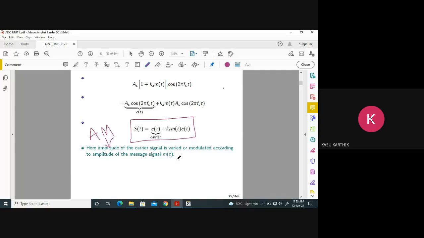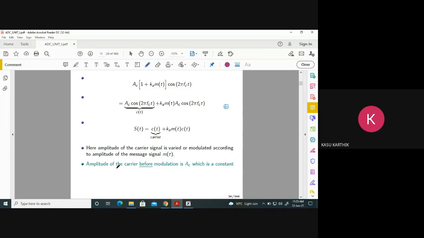As I just told you, before modulation the amplitude of the carrier was constant, simply Ac. But after modulation it was Ac (1 + Ka m of t), which is a time varying function and varies according to the amplitude of the message signal m of t. So these are the two things you must remember: before modulation, what is the amplitude, and after modulation, what is the amplitude.